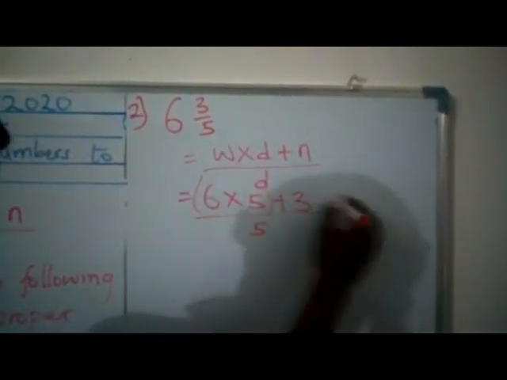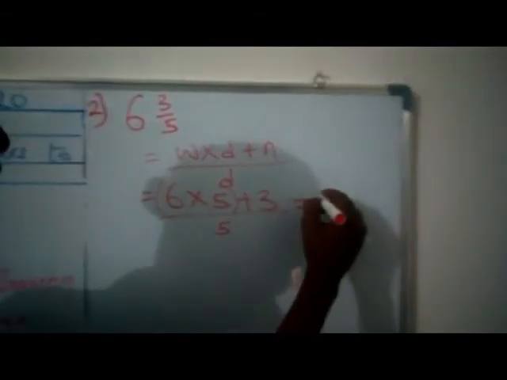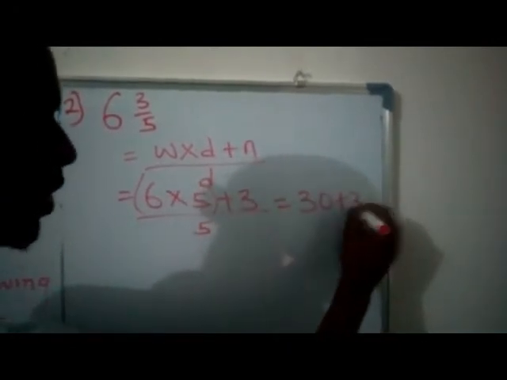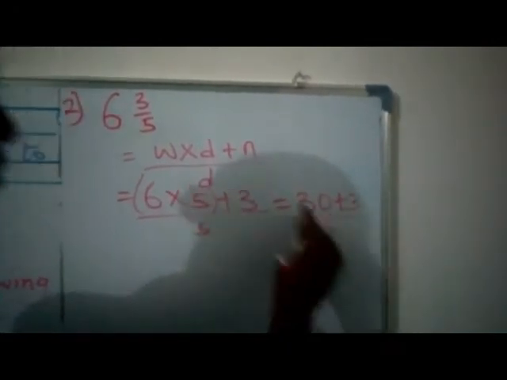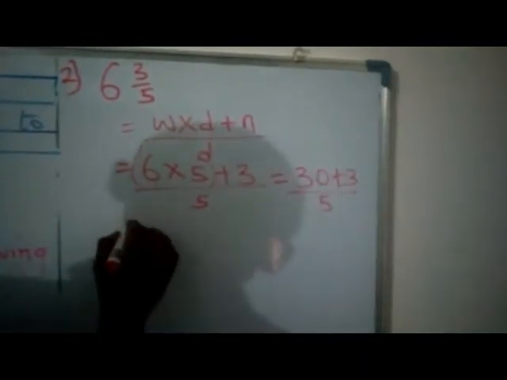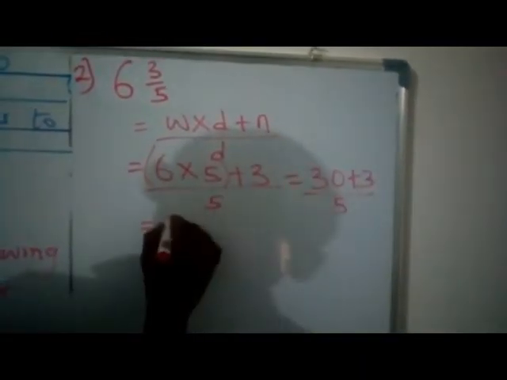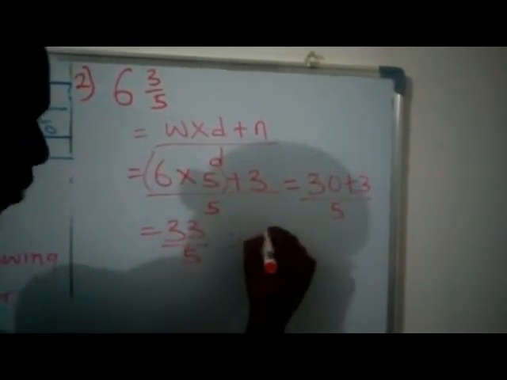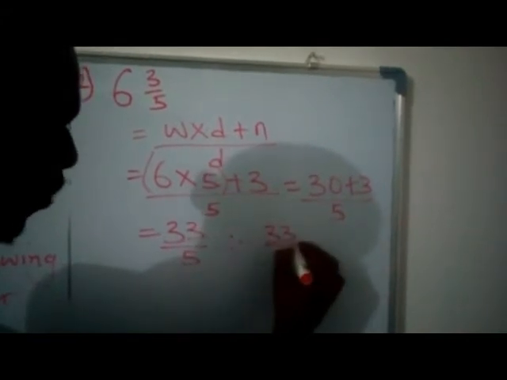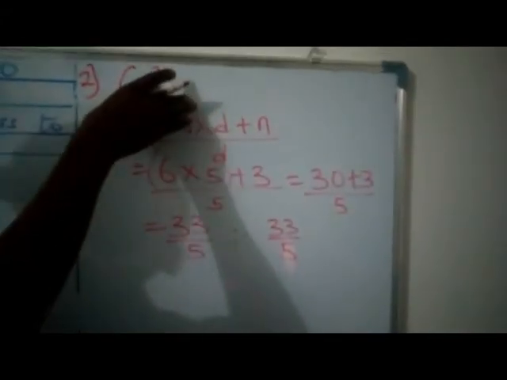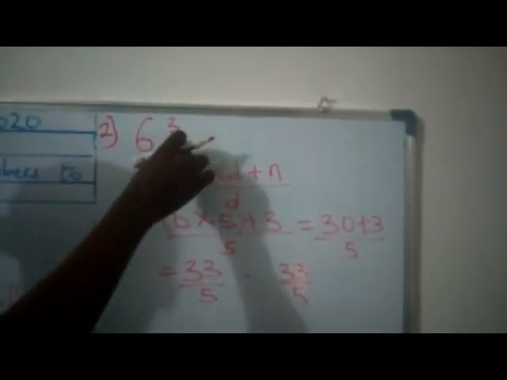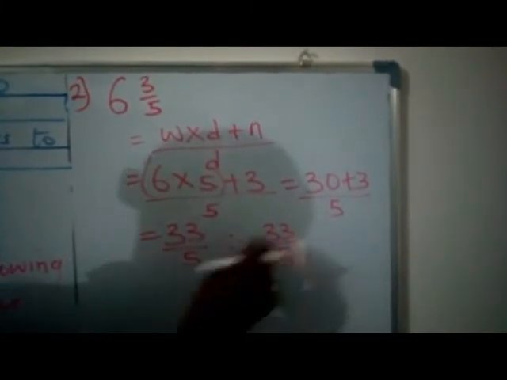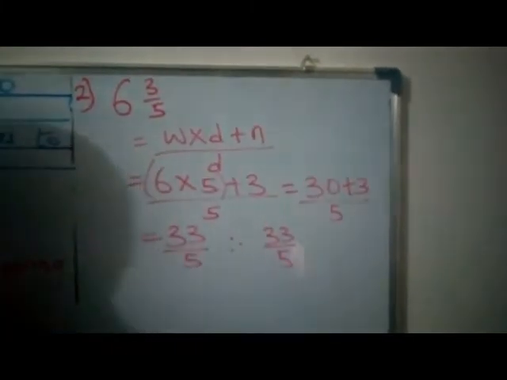Then you say 6 times 5 gives you 30, plus 3 over 5. Then you add the numerators together. That will be 30 plus 3, which gives you 33 over 5. Therefore, our final answer is 33 over 5. You can see that 6 and 3 over 5 as a mixed number gives us 33 over 5 as an improper fraction.